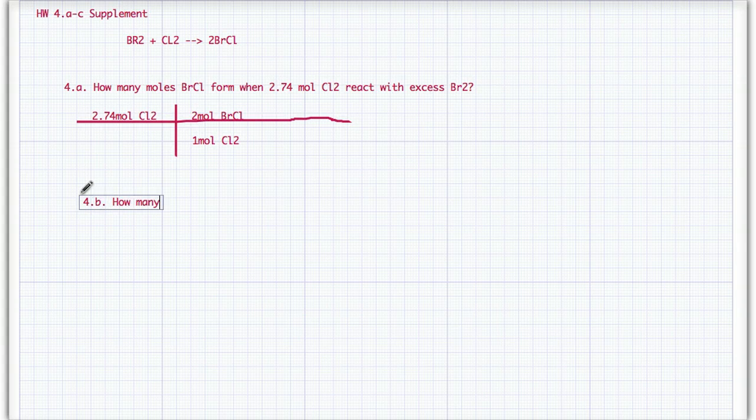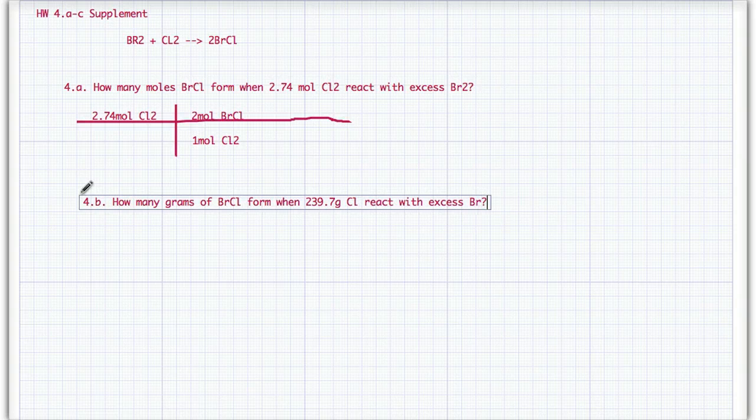4b asks how many grams of bromochlorine form when 239.7 grams of chlorine react with excess bromine. So I hope it's clear by now. What you need to do is first go from grams of chlorine to moles of chlorine. And then you'll get moles of bromochlorine, and then you'll have to take that and go from moles to grams using the molar mass.